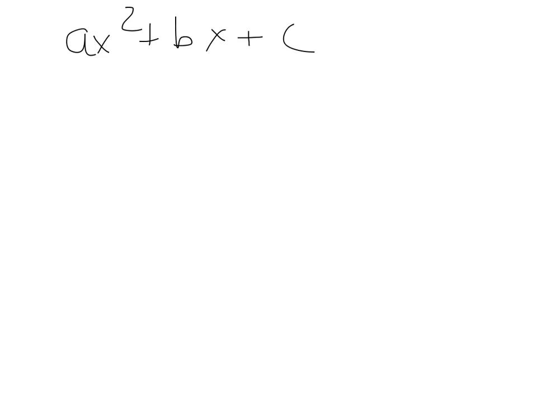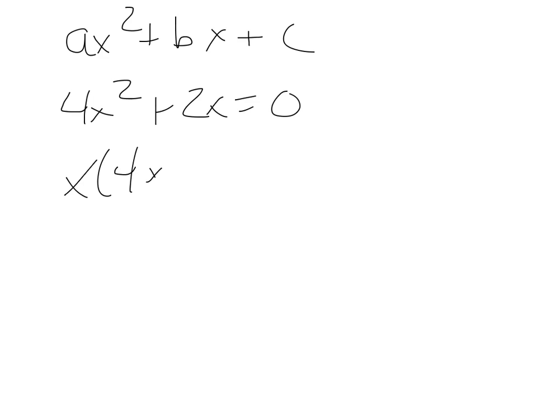Remember what we've done before is we've taken out and put them in factors. We've solved equations like 4x squared plus 2x equals 0. How do we solve that kind of equation? First, we would factor out an x. So this would be x times (4x plus 2) equals 0. So the solutions for this would be x equals 0.